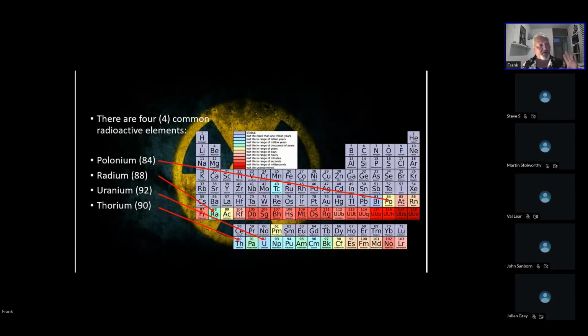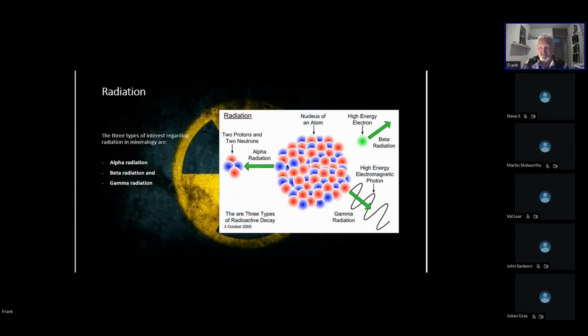There are 4 common radioactive elements. Polonium, number 84 on the periodic table. Radium, number 88. Thorium, number 90. And uranium, number 92. Why did I mention the 4? Well, we actually only have minerals with uranium or thorium. So those I will be talking about. But first we have to talk about radiation.